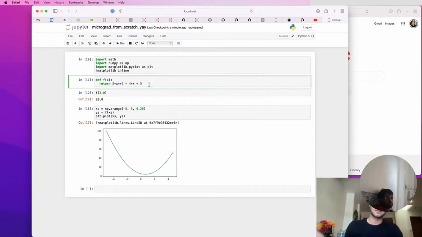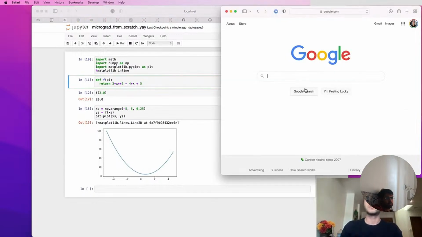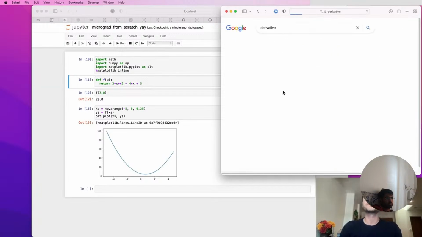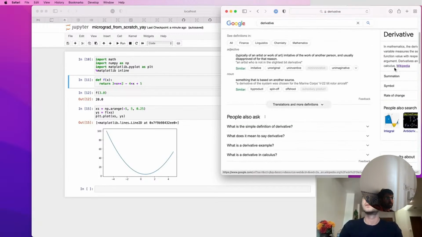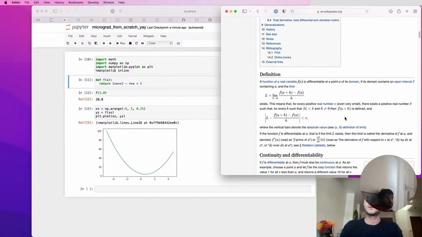Instead, what I'd like to do is look at the definition of derivative and just make sure that we really understand what the derivative is measuring, what it's telling you about the function. And so if we just look up derivative, we see that, okay, so this is not a very good definition of derivative. This is a definition of what it means to be differentiable.